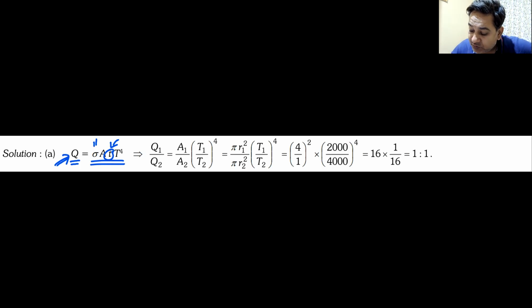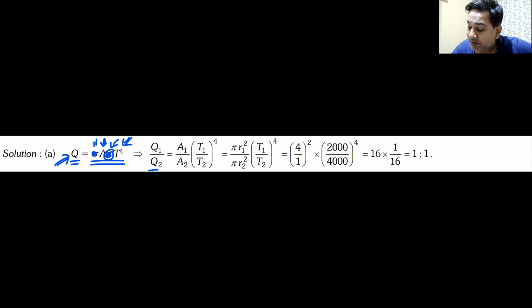Sigma is a constant, so I can just take sigma out. Sigma is the same for both bodies. Time, we'll assume here, is the same. They might ask you the total energy emitted, or they can ask you the rate at which the energy is emitted. So in any case, time just goes out. So as I can see, the total energy emitted is proportional to area, by which I mean the cross-sectional area, and the absolute temperature raised to the power 4.